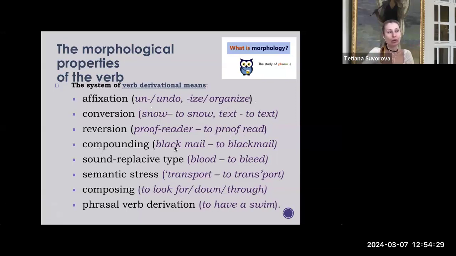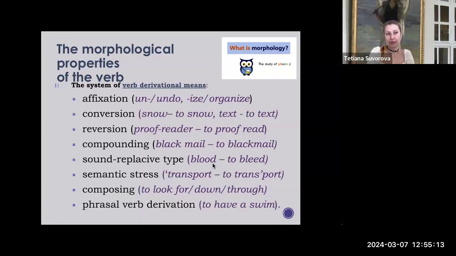Compounding: when you see two or more words existing separately in the language, but they are composed together as one word, and in the function of a noun. Blackmail and to blackmail. As it is one word, it should contain one principal stress, while when we speak about two words, of course, each of them has its own stress. Blackmail, to blackmail.